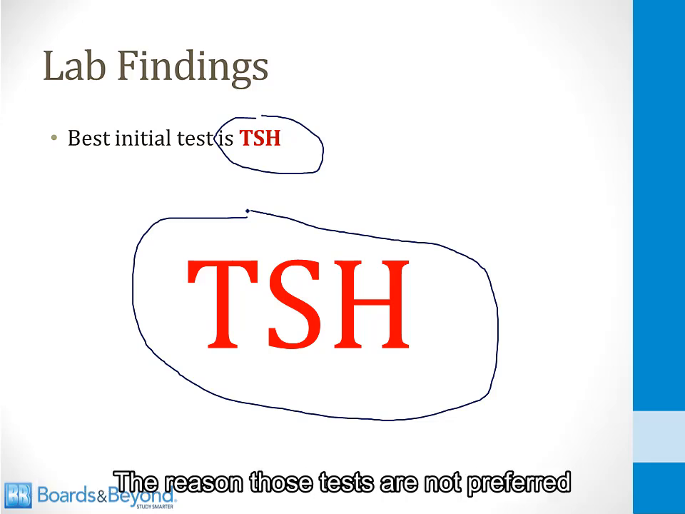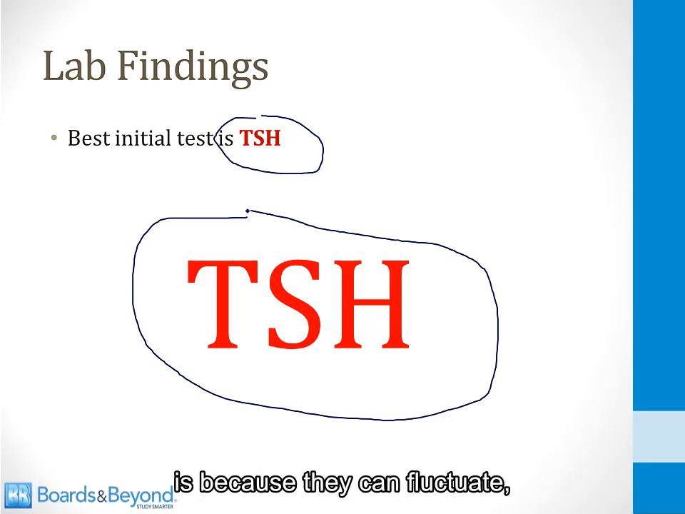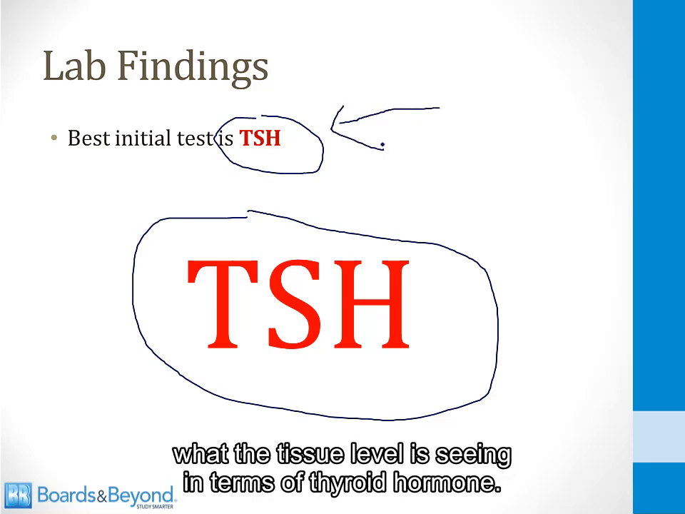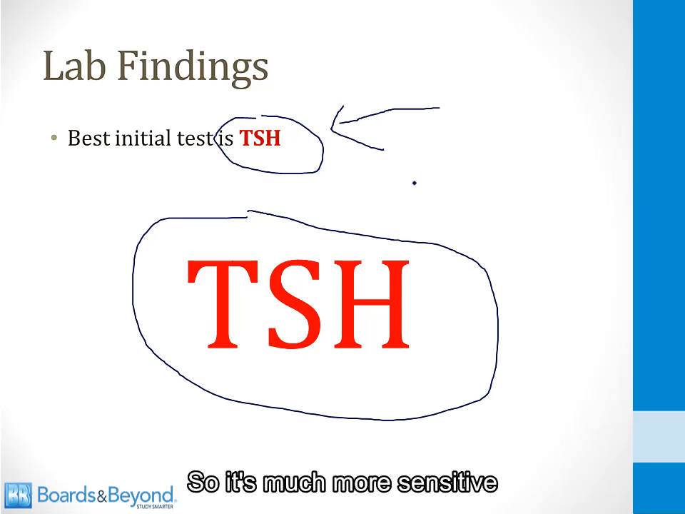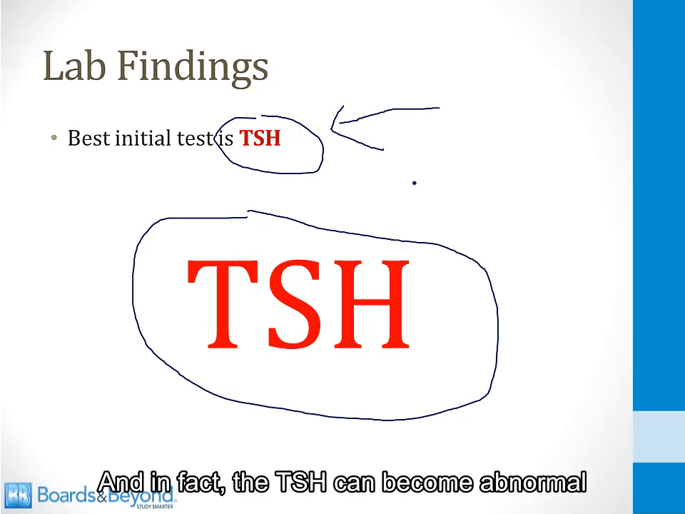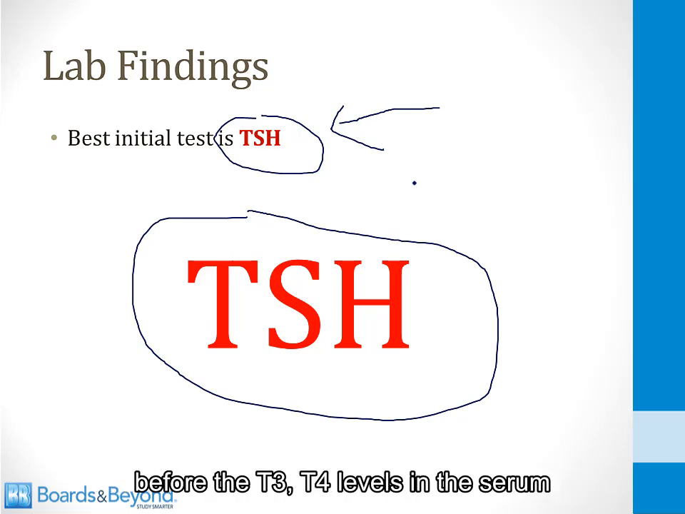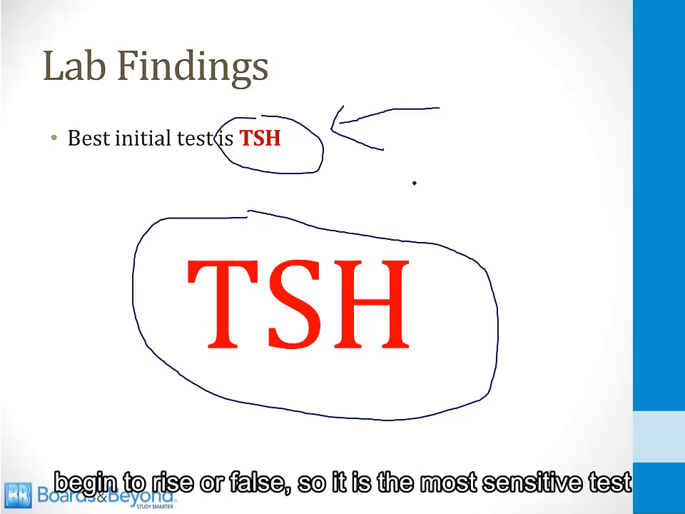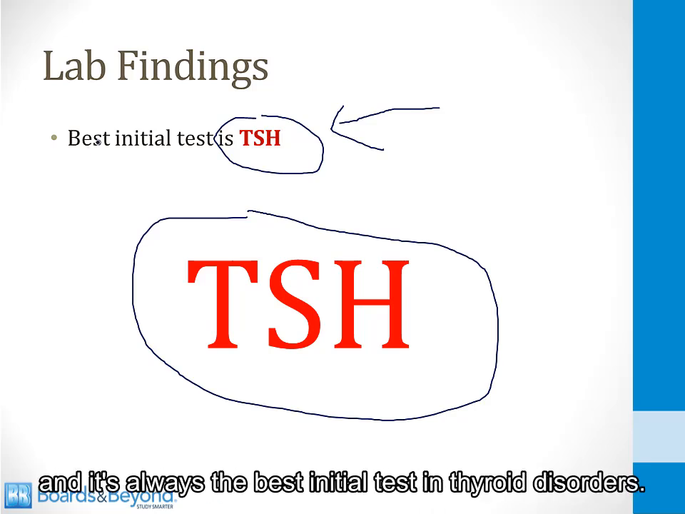The reason those tests are not preferred is because they can fluctuate, and the TSH is actually testing what the tissue level is seeing in terms of thyroid hormone. So it's much more sensitive to changes in thyroid hormone function. In fact, the TSH can become abnormal before the T3, T4 levels in the serum begin to rise or fall. So it is the most sensitive test, and it's always the best initial test in thyroid disorders.